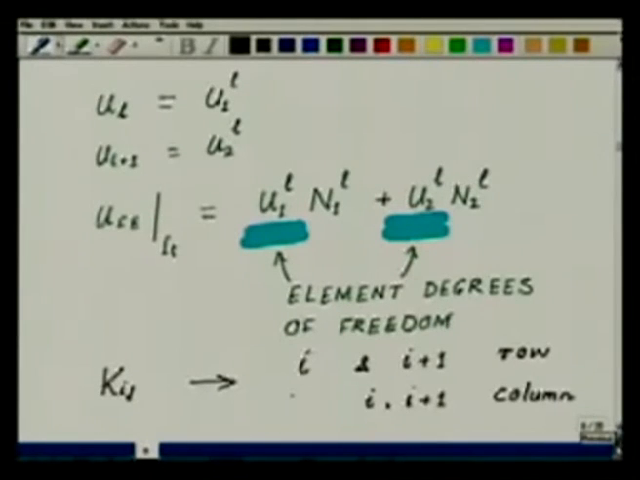So, what we see is that the element contributes to the ith and the I plus 1th row of the global stiffness matrix K, and to the I and I plus 1th column. So, let us now look at these contributions. What are these contributions?